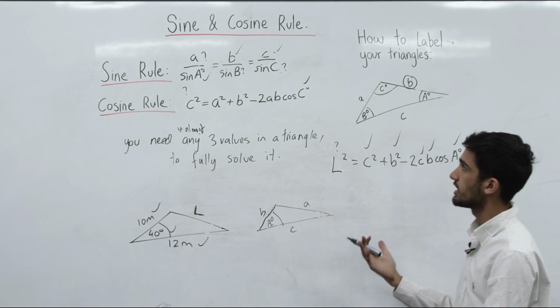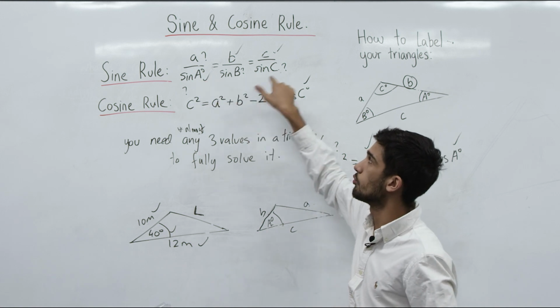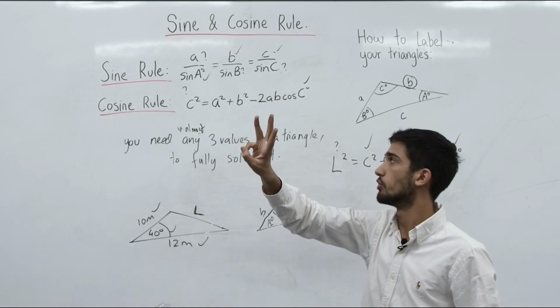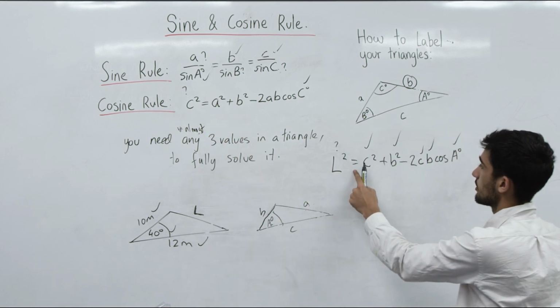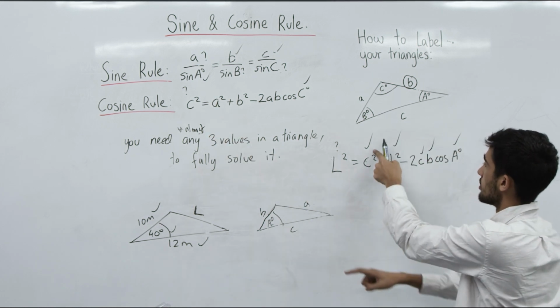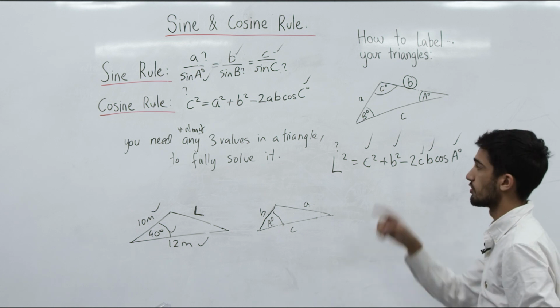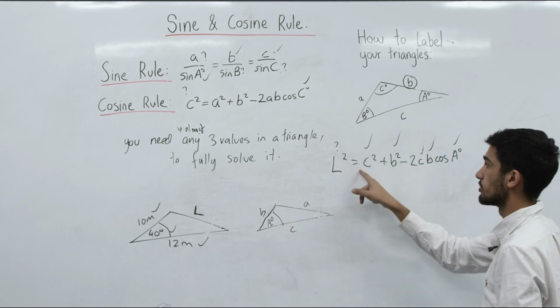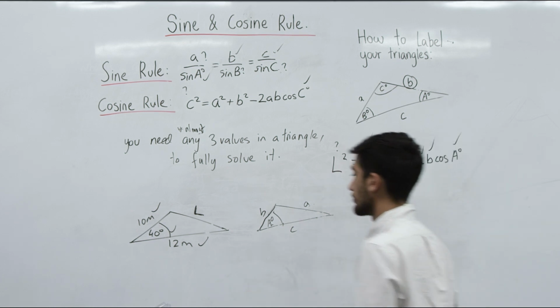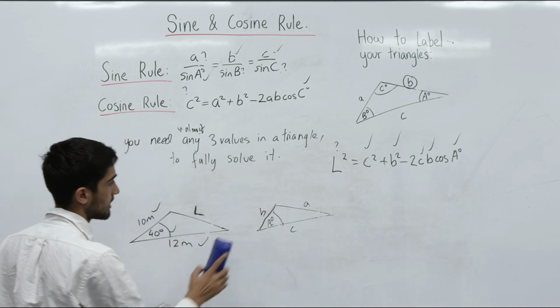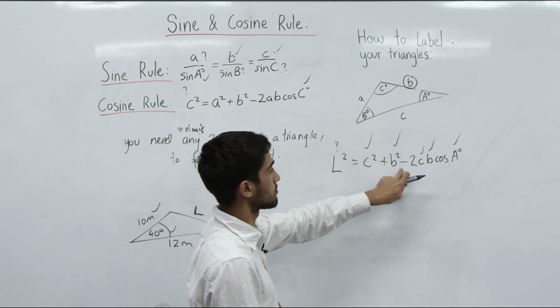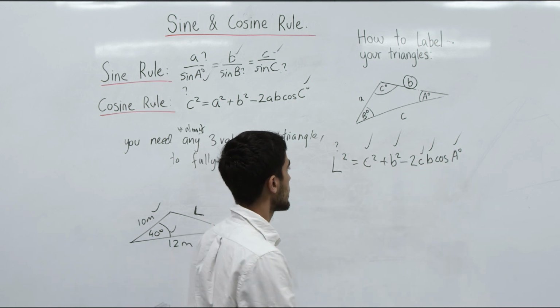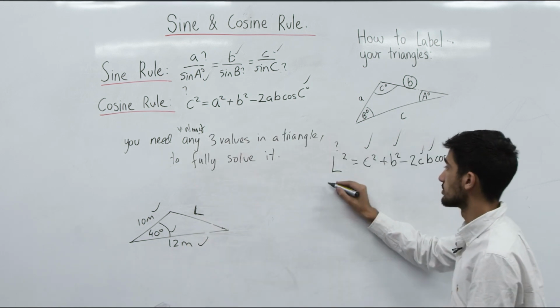So if you look at this equation, unlike the sine rule where we had two equations, three unknowns, in the cosine rule, we have one equation, one unknown, we know everything else. So if you have one equation, one unknown, you can solve the equation. So what I'm going to get here is L squared equals C squared plus B squared minus 2CB cos A, and I just substitute in the values.